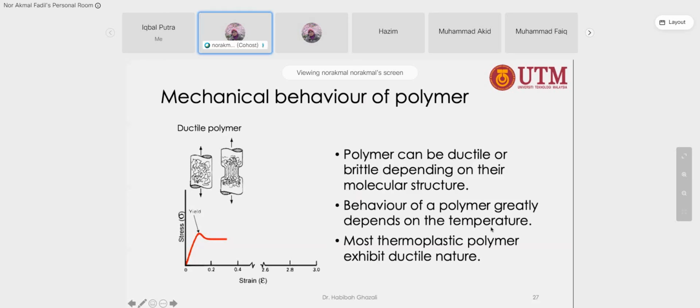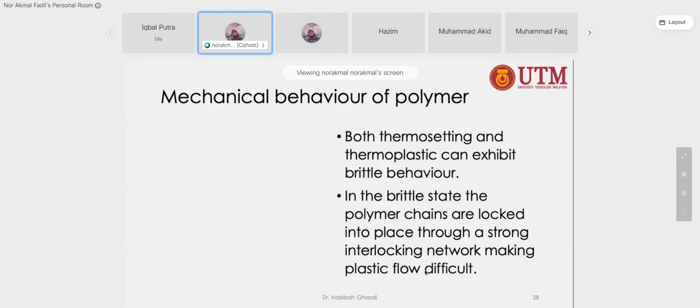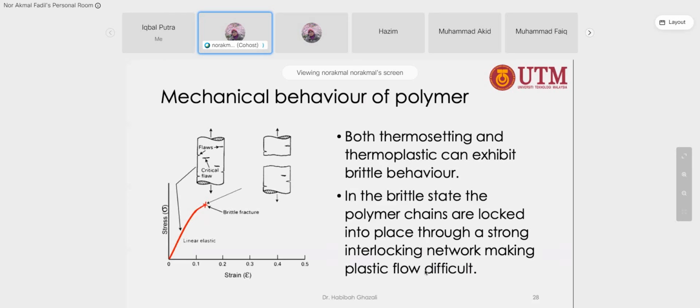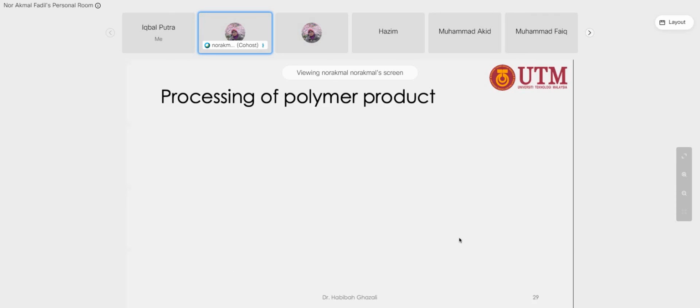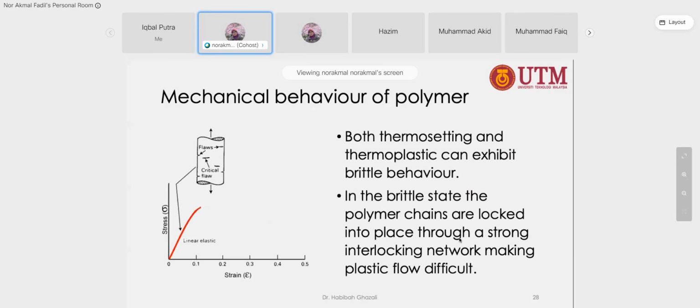Okay, the behavior of polymer greatly depends on the temperature. Most thermoplastic polymers exhibit ductile nature, and both thermosetting and thermoplastic can exhibit brittle behavior. In the brittle state, the polymer chains are locked into place through a strong interlocking network, making plastic flow very difficult. So it starts to have a fracture at the maximum elastic, and the fracture promotes the cracking. And this is a brittle fracture behavior. It's a clear-cut fracture surface.